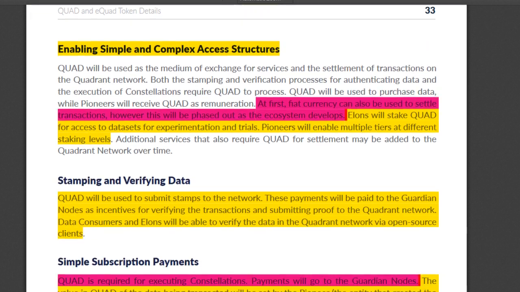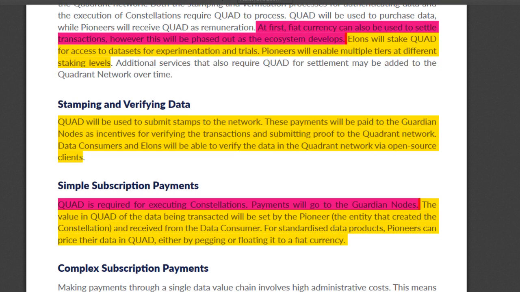Sampling and verifying data. Quad will be used to submit stamps on the network. So if you're a nursery, you have to pay in Quad to stamp where each data set comes from. Those payments are paid to the Guardian nodes as incentive for verifying transactions and submitting proof of the Quadrant network to data consumers, and Elons will be able to verify that data on the Quadrant network via their open source clients that we scrolled past earlier.